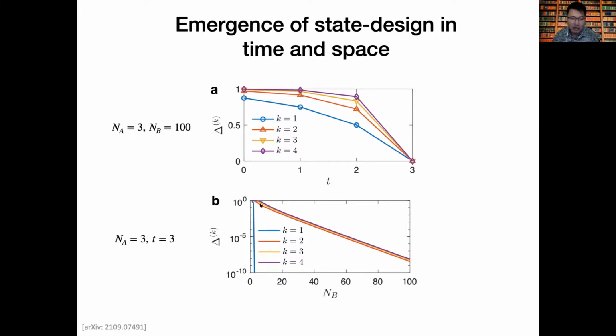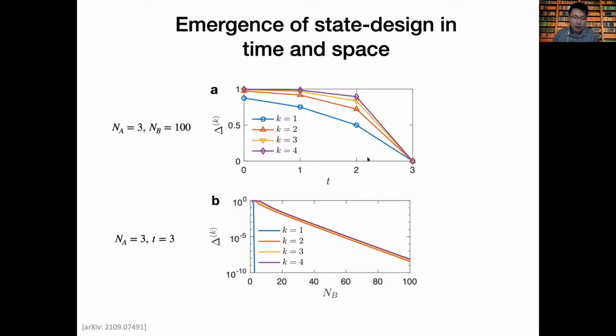Now we see the convergence with respect to the number of qubits measured is exponential. The first moment is special, and this was proven by Tomesh. But for the other moments, we see that the convergence to the quantum state k-design is exponentially fast in the number of qubits measured.